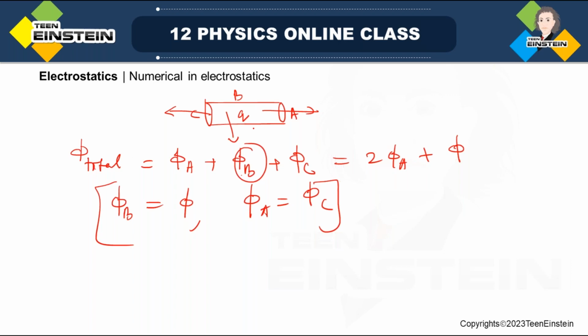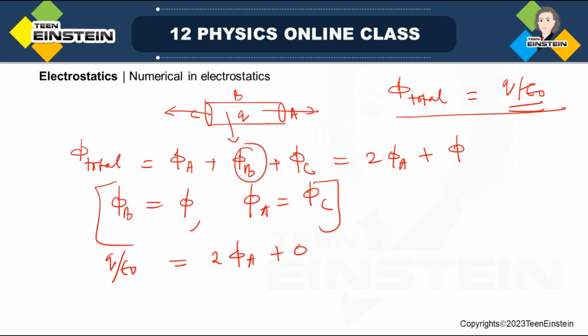Now look, this total phi will anyway be given by Gauss's law. Total flux will be q by epsilon 0, right? So this is just simple Gauss's law. Phi total will be q by epsilon 0. So I can write this phi total as q by epsilon 0, and I have 2 phi A plus phi.